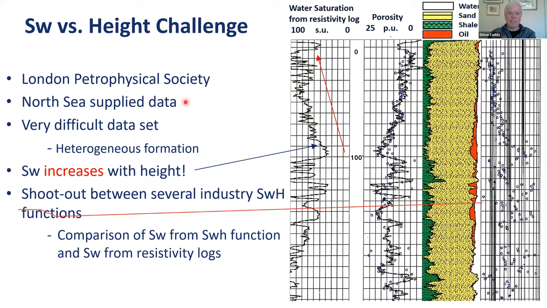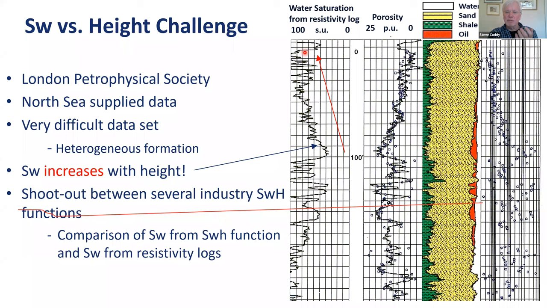So let me show you a case study. This was from the London Petrophysical Society. It was a very difficult data set, supplied from the North Sea. And it's very difficult because it is very heterogeneous. As you can see, the permeabilities are varying quite a lot. The porosities are varying, and we've got these tight intervals here. But the worst thing, the problem for the client, is to explain why the water saturations increase with height, where you would expect from intuition the other way around.